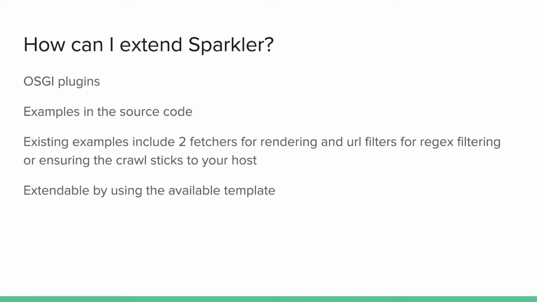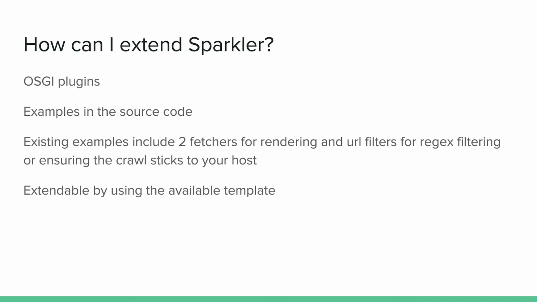So one of the things that we were talking about in there was the plugins. How can I extend Sparkler? If you have a specific use case, OSGI plugins are integral to the platform. You can build any number of plugins against it. There are a bunch of examples in the source code. Existing examples include a couple of fetchers for JavaScript rendering, HTML rendering, and then also there's URL filters as well.